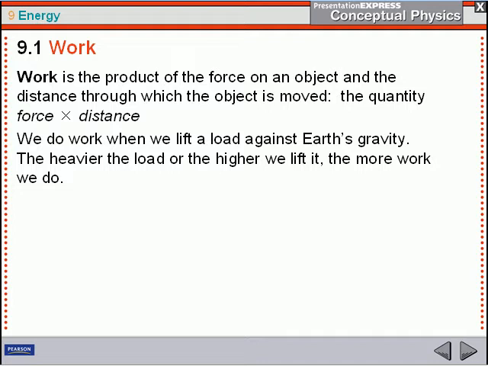So it's the force we apply to an object and how far we apply that force as we move the object. And a good example is when we lift something against the Earth's gravity. We're applying a force on the object, which is probably going to be equal to its weight, and we're lifting it. The higher we lift it, the more work we're going to do on that object.